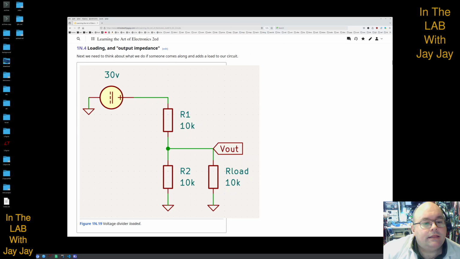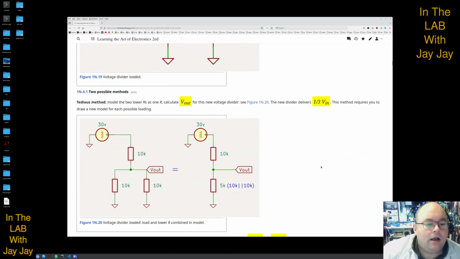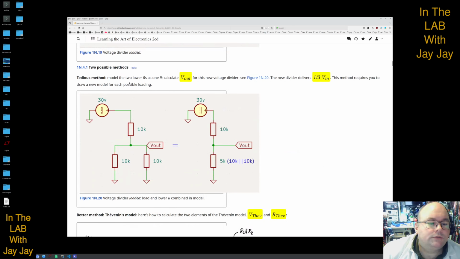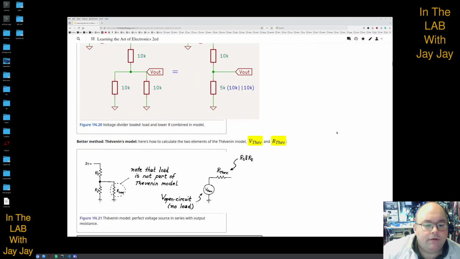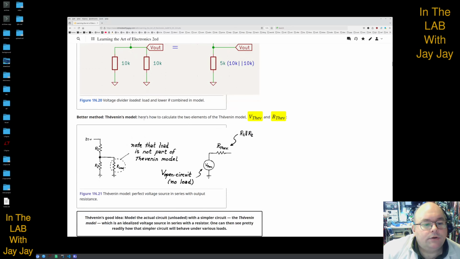Okay. So next we need to think about what we do if someone comes and attaches a load to our circuit. The first way, they call it the tedious method. So model the two lower R's as one and calculate V out for the new voltage divider. So that's where you take these in parallel and then figure out that that's 5K and then calculate V out for this new divider that's called 5K now that you've incorporated the load and the bottom leg of the resistance of the previous divider.